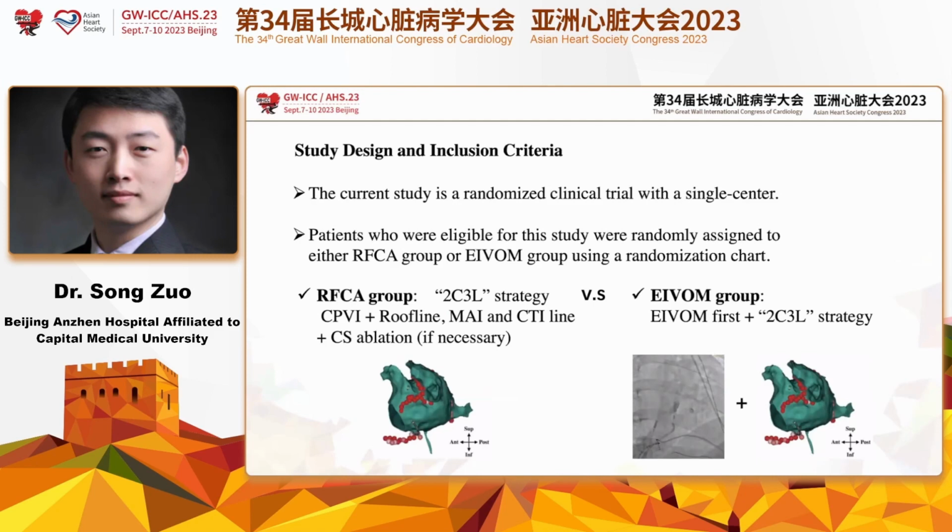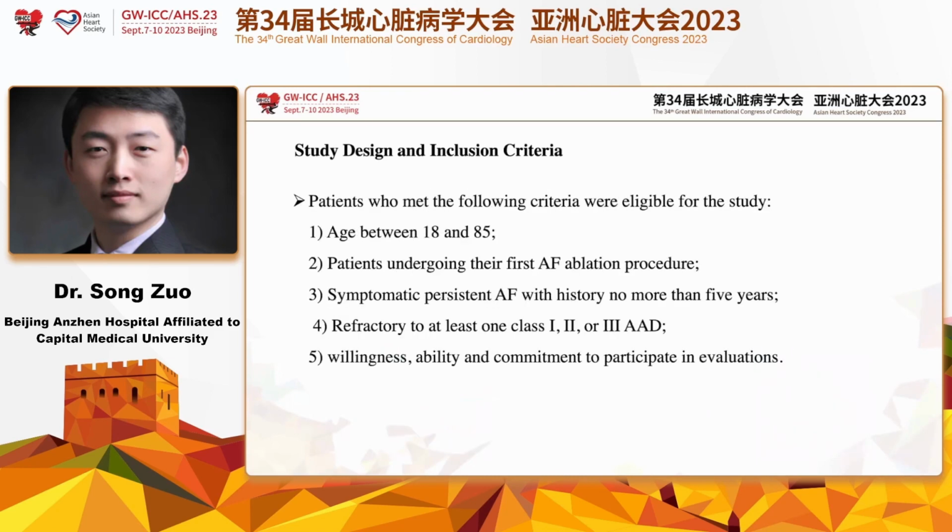The first is that the patient is undergoing their first AF ablation procedure, and symptomatic persistent AF with a history of being refractory to at least one class 1 or 3 antiarrhythmic drug. And the fifth one is willingness and commitment to take part in our study.